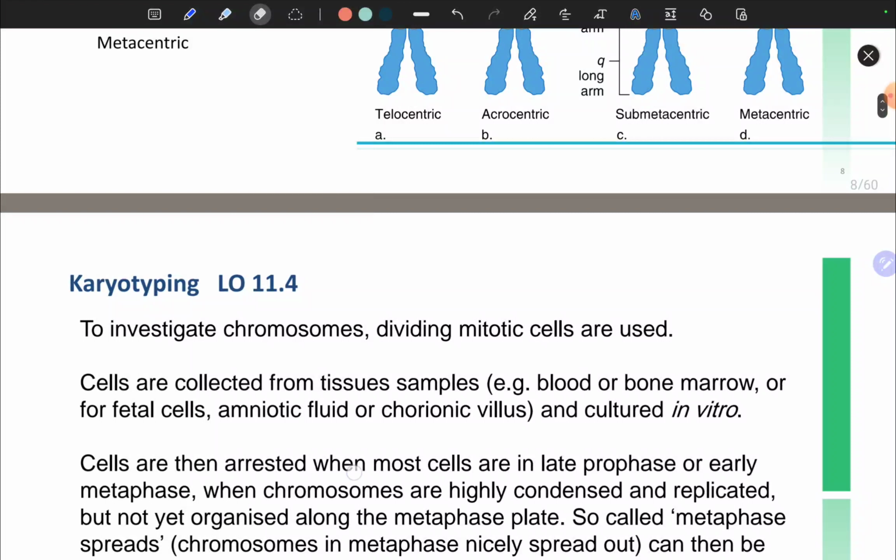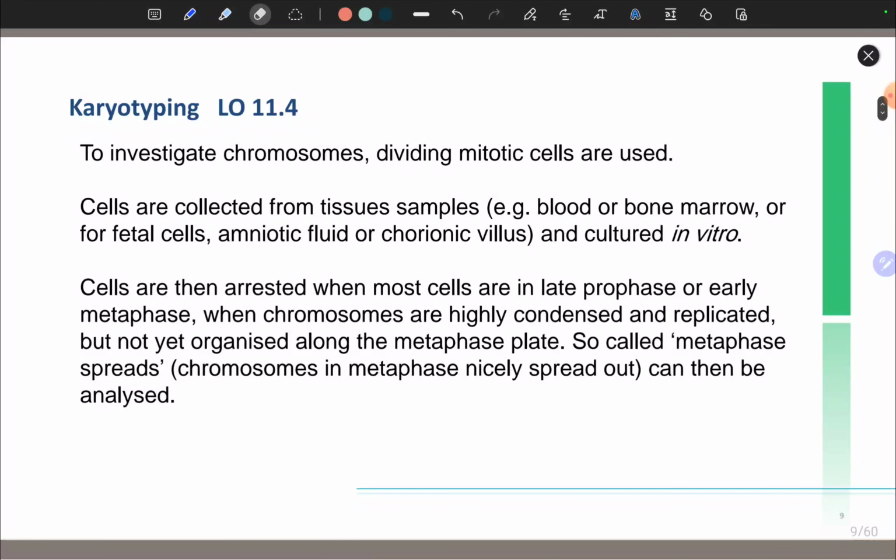Now, to investigate chromosome dividing, mitotic cells or meiotic cells are used. Cells are collected from tissue, for example, blood or bone marrow, or the fetal cells, amniotic fluid, or chorionic villus, we'll come to that, and they are cultured in vitro. In vitro means outside the cell or outside the biological system. In the lab, we grow them outside the biological system. We try to let the cells multiply and we stop them.